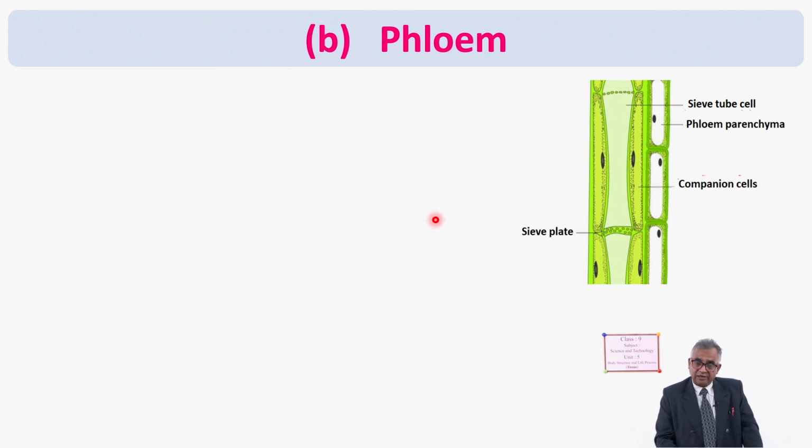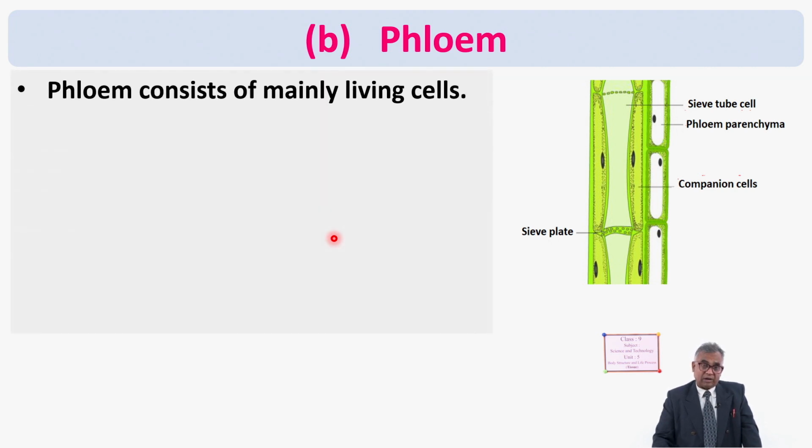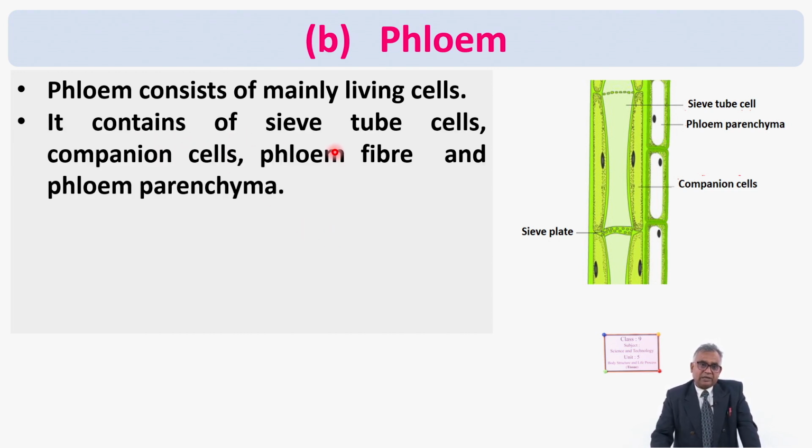4 types of cells are here, and as I told you, fibers and parenchyma are not only in it, so they are not main cells of phloem. The main cells of phloem are sieve tube cells and companion cells, and both of them are living. That's why we say that phloem consists of mainly living cells. It consists of sieve tube cells, companion cells, phloem fiber, and phloem parenchyma.